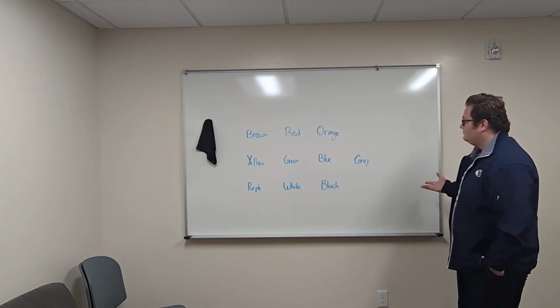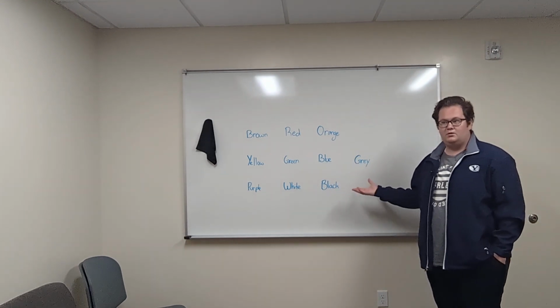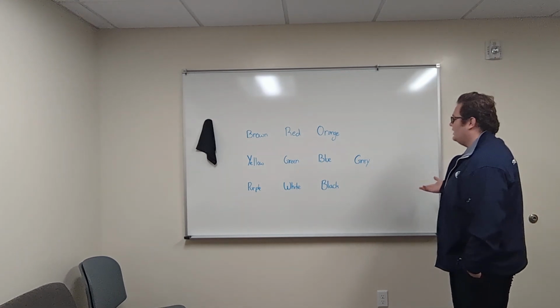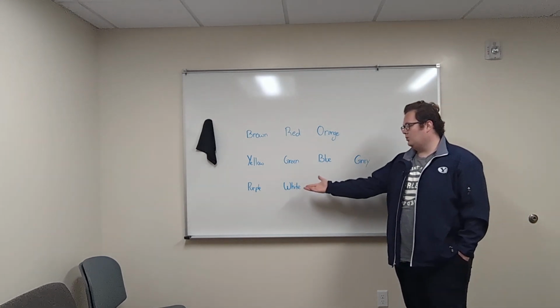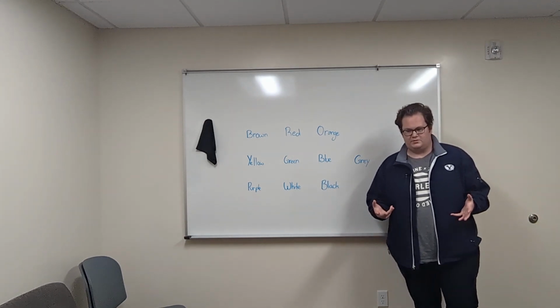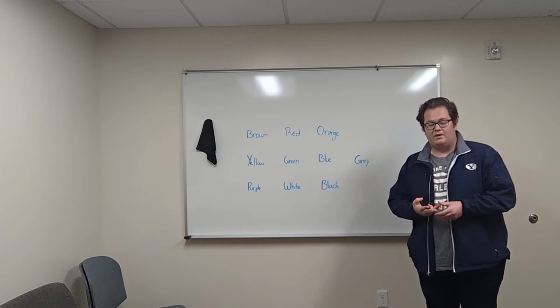So what I have set up is we're teaching them the 10 most common colors, which is brown, red, orange, green, yellow, blue, gray, purple, white, and black. So we're going to be practicing those colors today with their speaking, their reading, and their understanding.